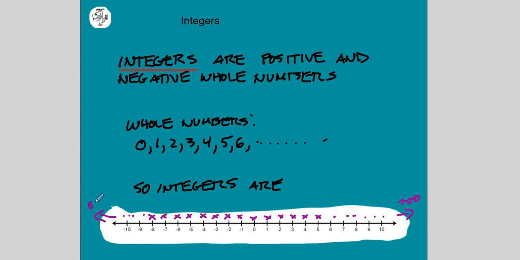So they go forever in the positive and negative directions, but they aren't every number. They are, again, the positive and negative whole numbers. So we're not talking about fractions like 1.5 here. Fractions are called rational numbers. We're only dealing with integers right now in this recording.